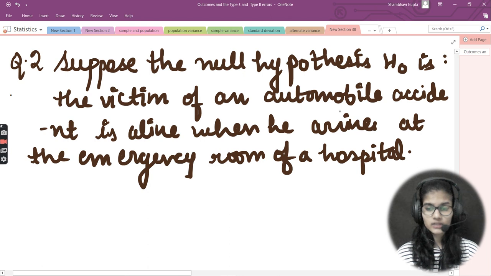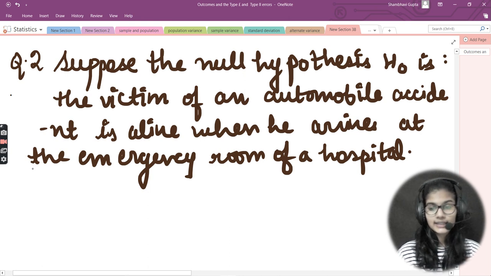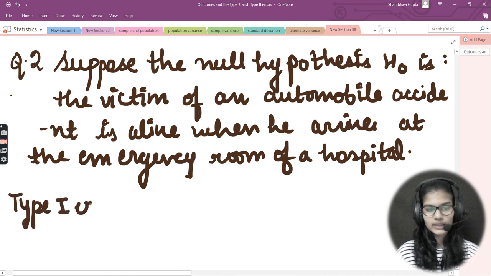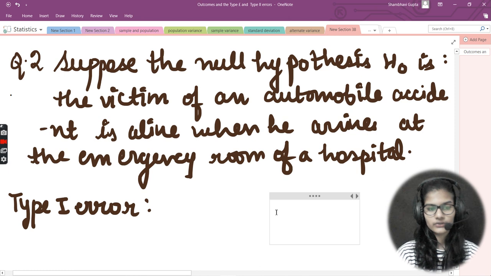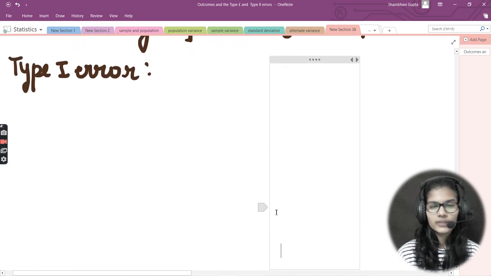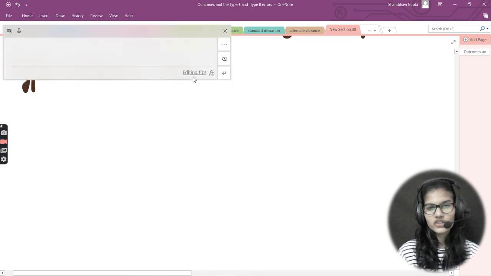Now, what do I need to do next? The next thing I need to do is write out the type 1 and type 2 errors and give a conclusion from this. First of all I will start writing the type 1 error, with brackets like this. Here starts my type 1 error.